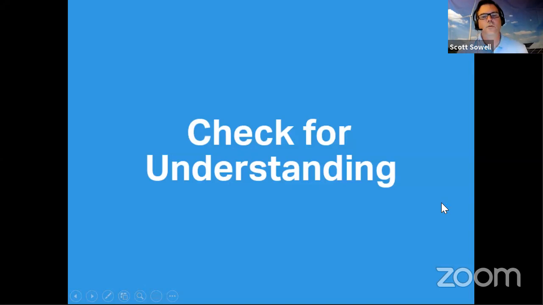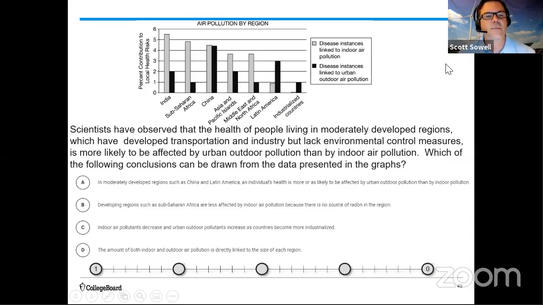All right, so let's do a quick check for understanding about what we've talked about today. This question says, scientists have observed that the health of people living in moderately developed regions, which have developed transportation and industry but lack environmental control measures, is more likely to be affected by urban outdoor pollution than indoor air pollution. Which of the following conclusions can be drawn from the data presented in the graphs? So I'll give you about 30 seconds to take a look at that and pick an answer.